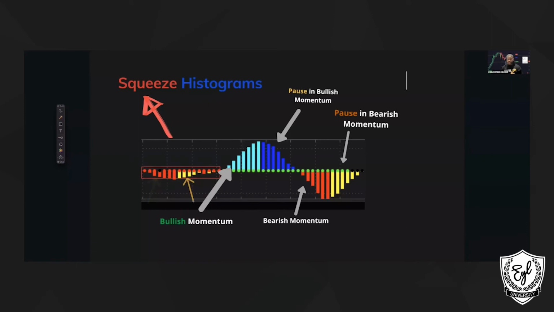Then we have the yellow. The yellow is where there's a pause in bearish momentum. That means that the bears are now getting exhausted and price is starting to come back up, and the bulls are starting to come back up. So yellow is pause in bearish momentum. Okay, so we got the red, we got the yellow. Drop a 1 if we're good with those two so far.